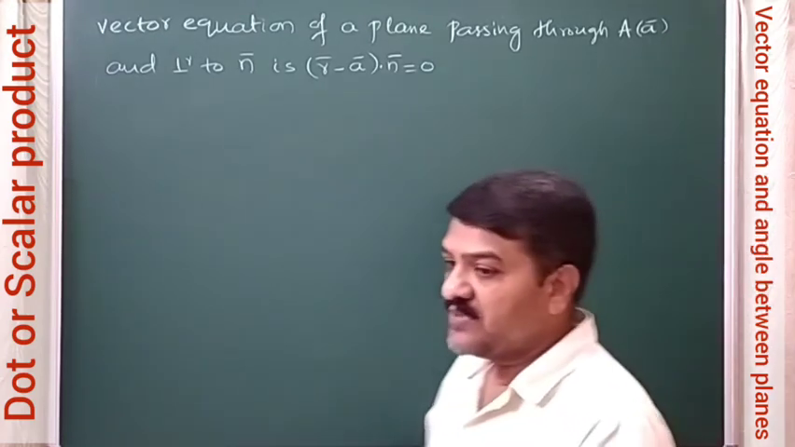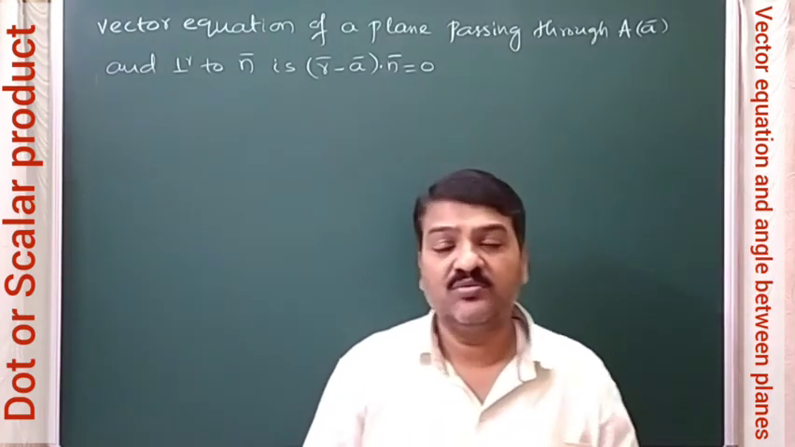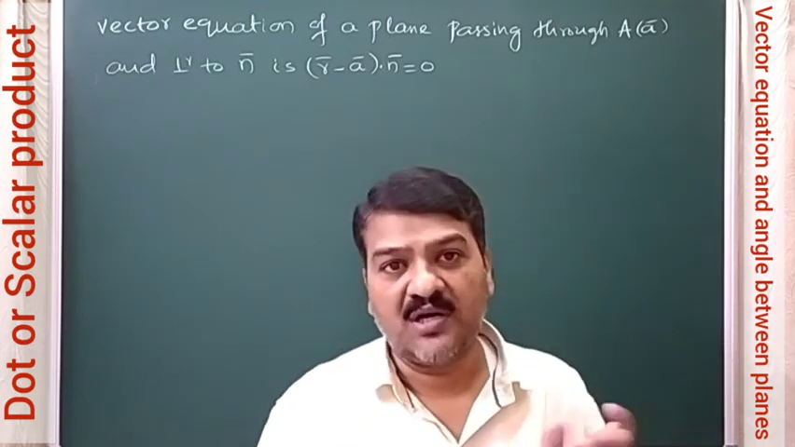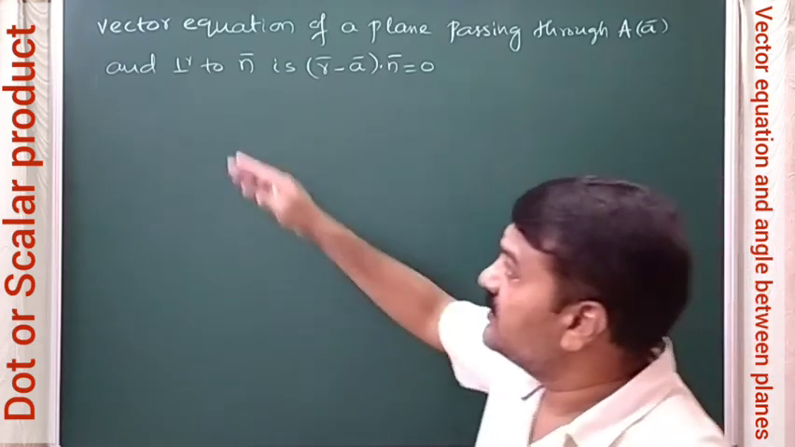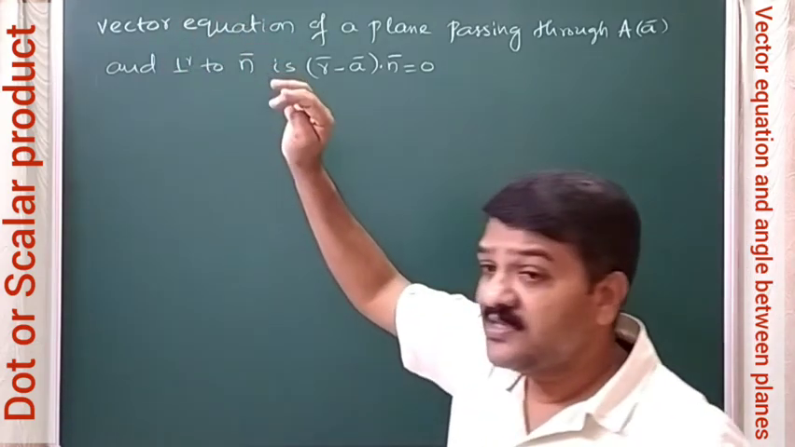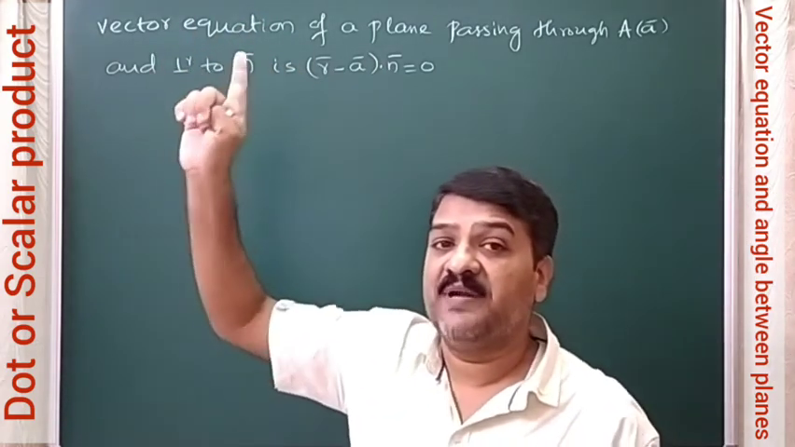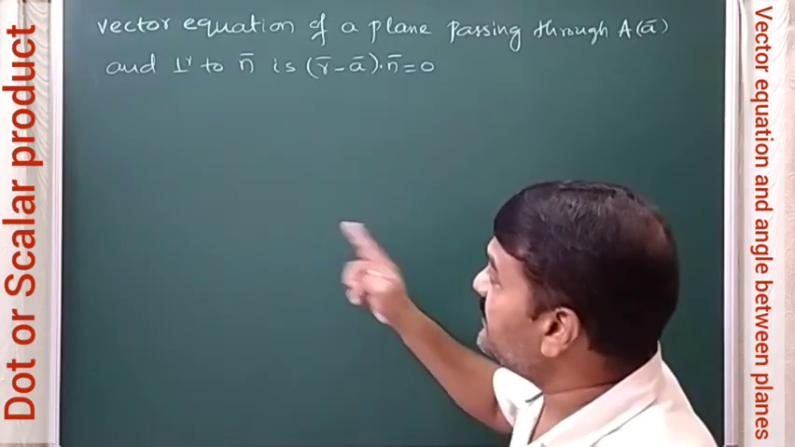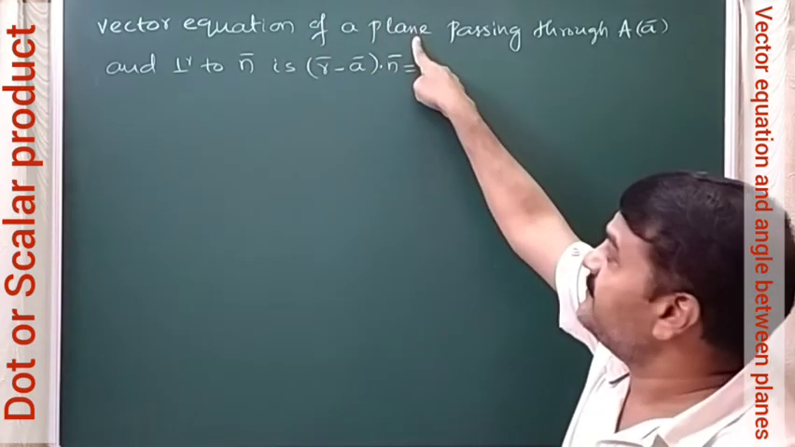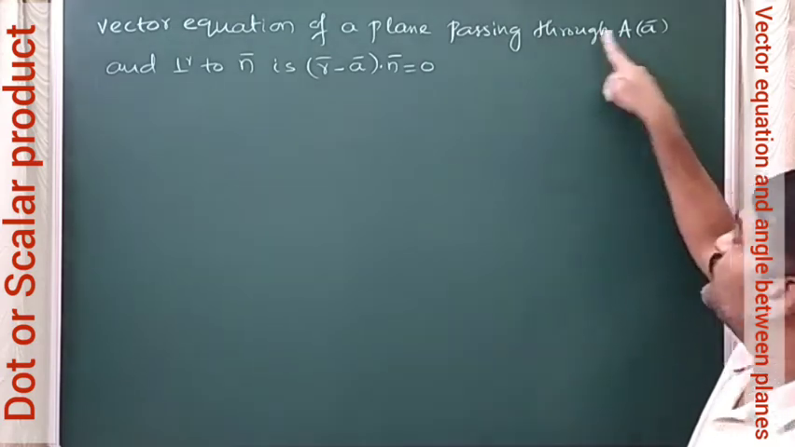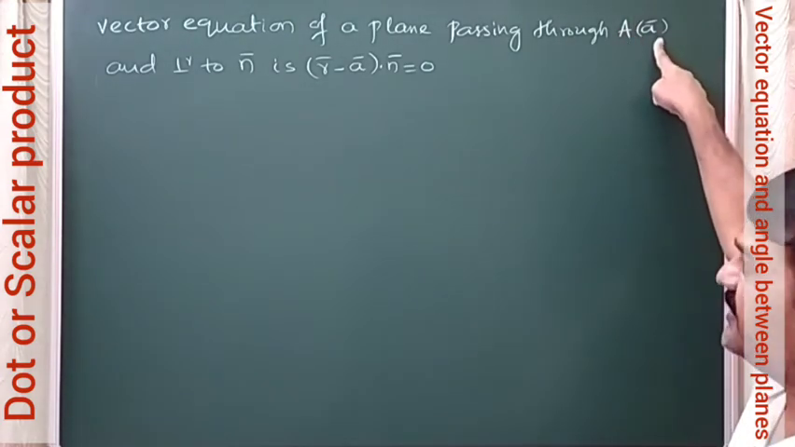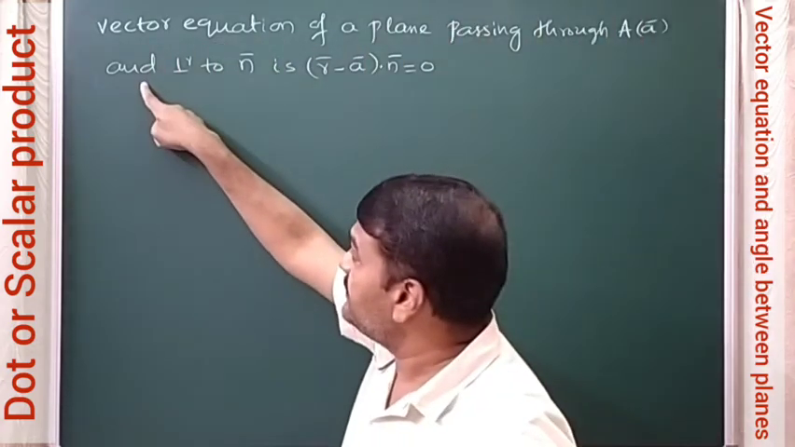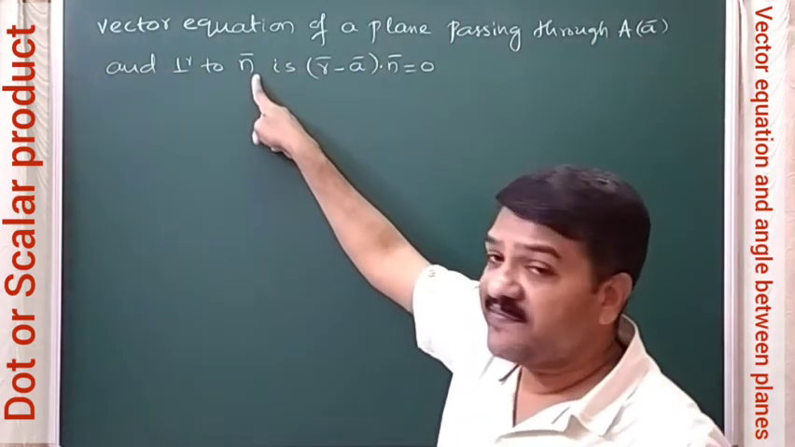Hi students, so in this video we will continue the discussion of dot product between two vectors. So we will first discuss vector equation of planes. So vector equation of a plane which is passing through a point capital A with position vector A bar and perpendicular to a vector n bar.